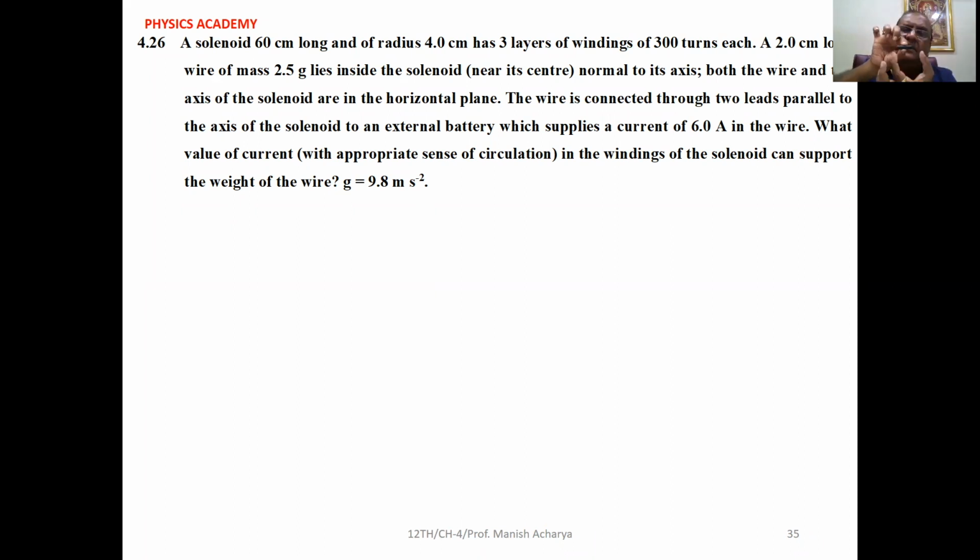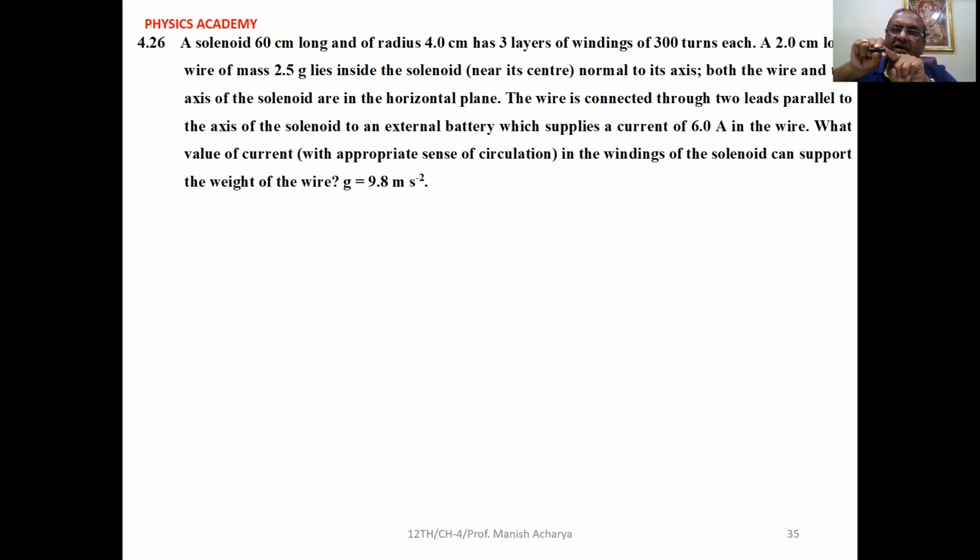Now, these two ends of the wire are connected with the battery. Battery is outside the solenoid. Then current flows through this one. Current is also flowing through the solenoid. It implies that along the axis of the solenoid, there is the magnetic field. So this particular current carrying wire is in the magnetic field of the solenoid.